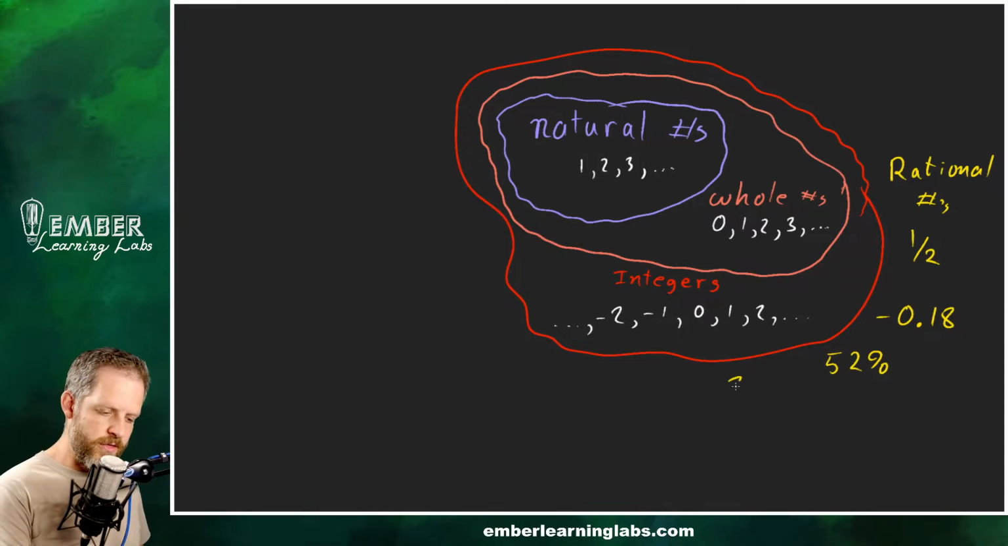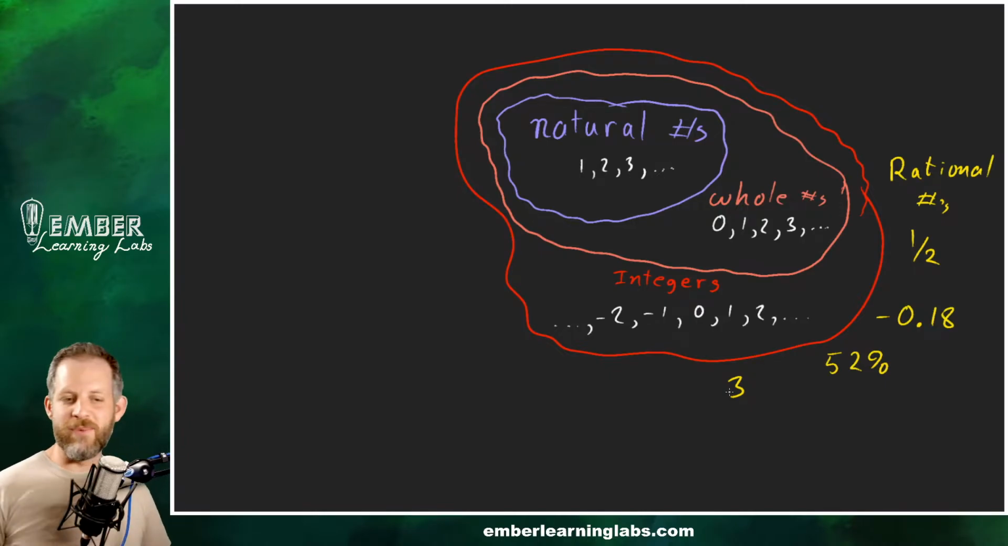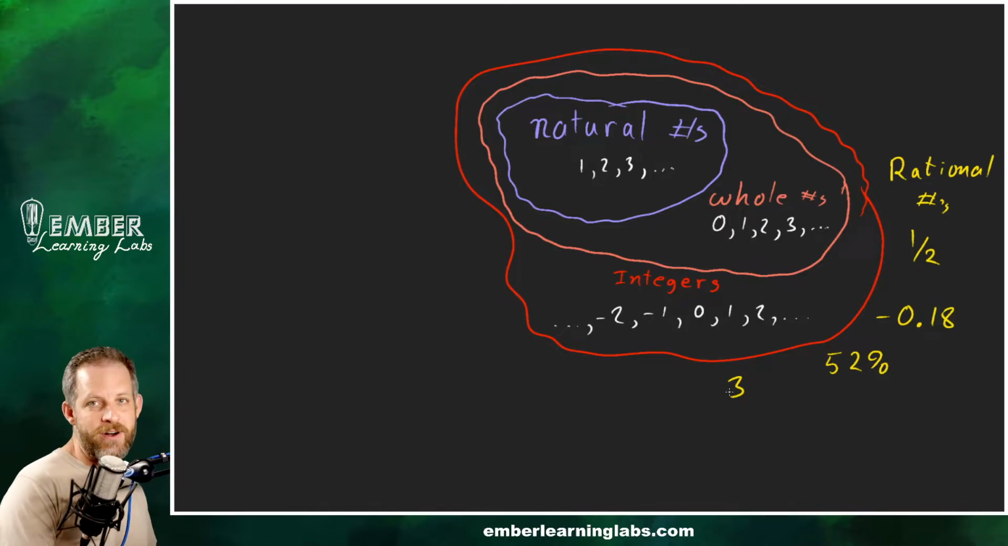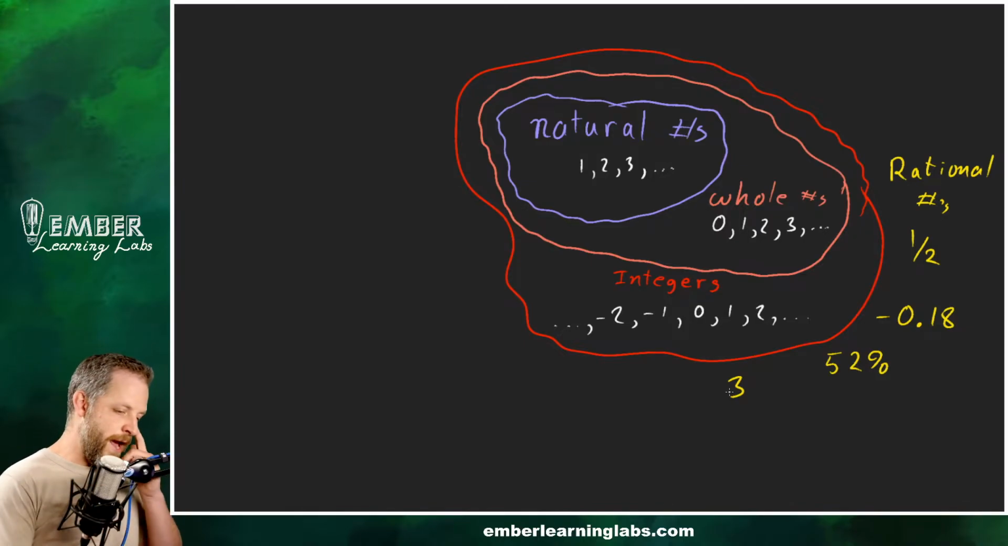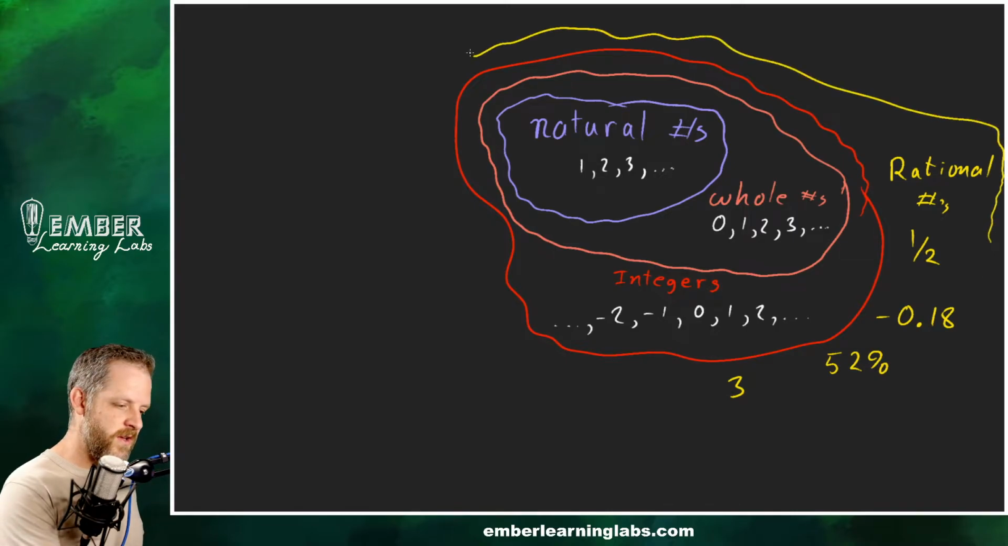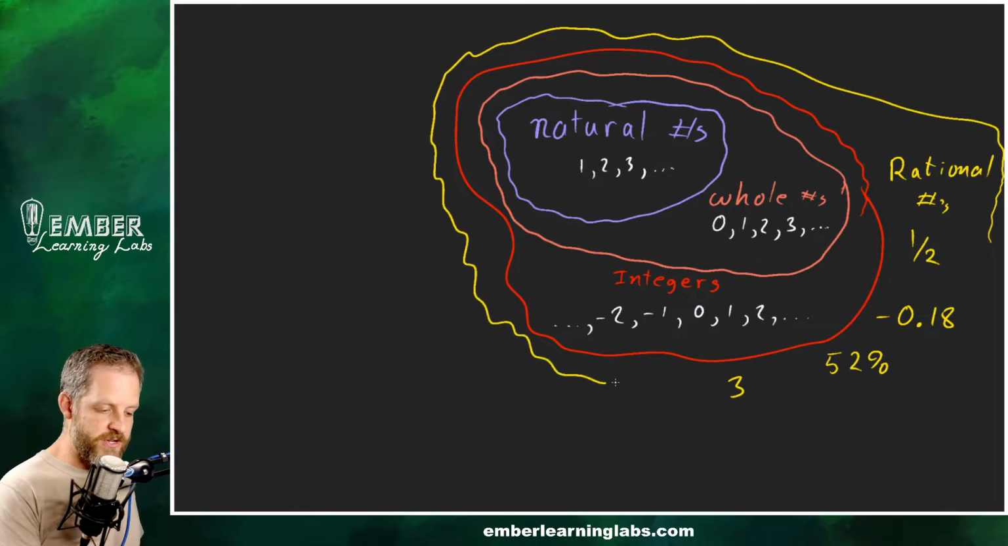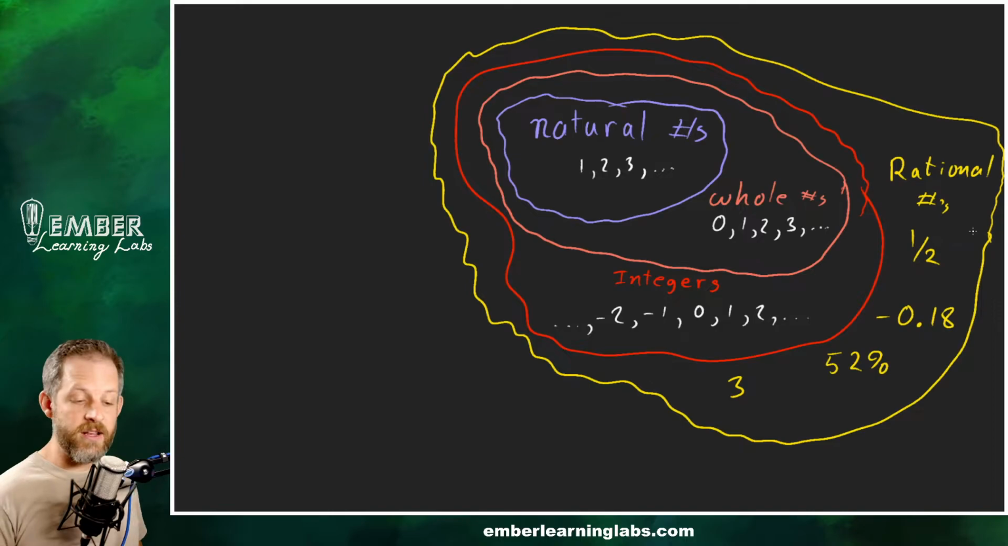or 3. Now, 3, of course, is also an integer, and it's also a whole number. It's also a natural number. Every natural number is also a rational number, but not every rational number is a natural number. That's why it goes in this direction. Because 1/2 is rational, right? But it's not a natural number. But 3 is a natural number, a whole number, an integer, and a rational number.